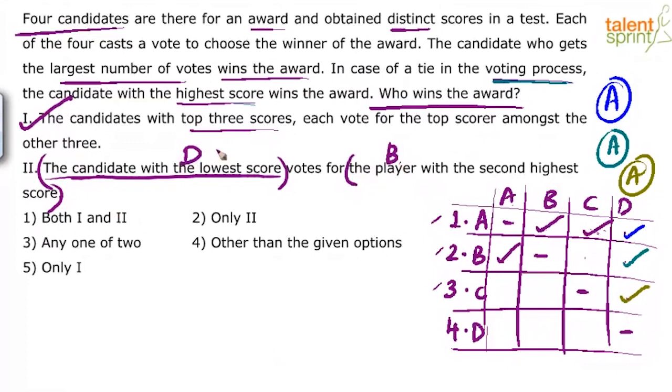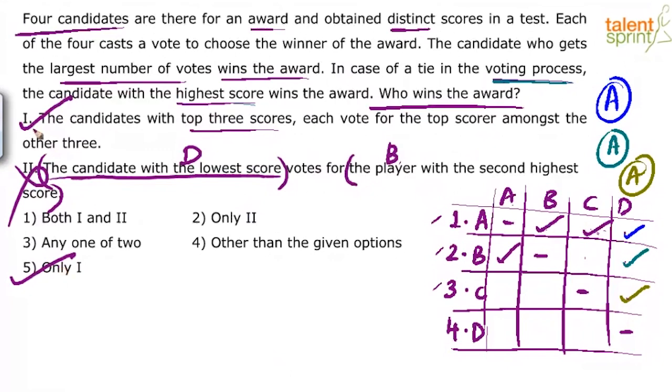How will you decide the winner just based on 1 vote? Just imagine, there are 4 persons. I tell you that D has voted for B and tell me who is the winner. Will you be able to answer this question? No. Which means statement 2 alone cannot give us the answer. So statement 1 alone gives us the answer, but statement 2 alone fails to give the answer. And hence, only 1 is sufficient is the final answer to this question.